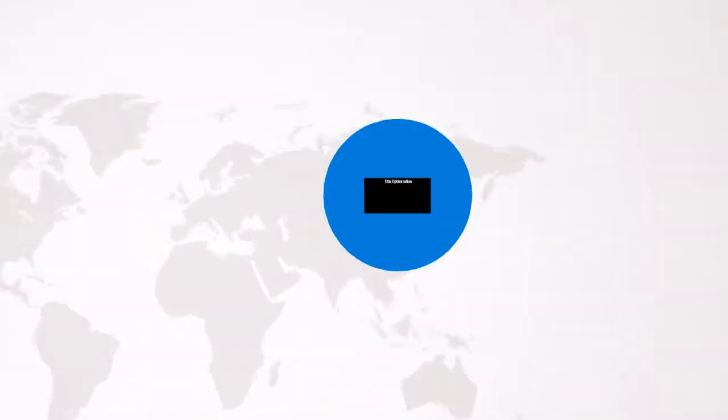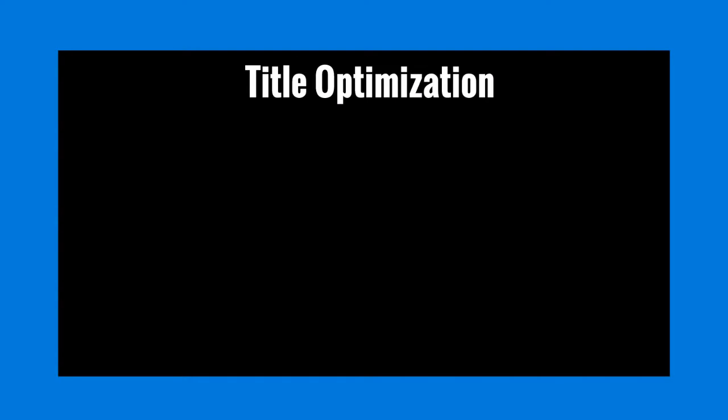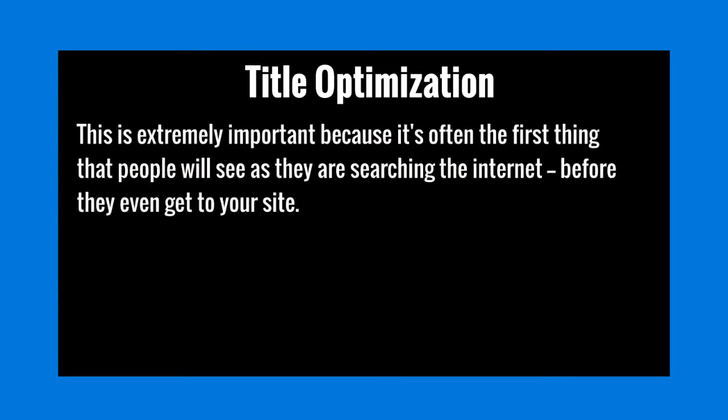Let's jump right in. So we're going to talk about title optimization. This is extremely important because it's often the first thing that people will see as they are searching the internet. If you imagine you go to google.com and you type in a keyword, whatever that is, you're going to see the titles and then you're going to see the descriptions of each and every single website, or with YouTube, you're going to see the titles, the descriptions, and of course the image.